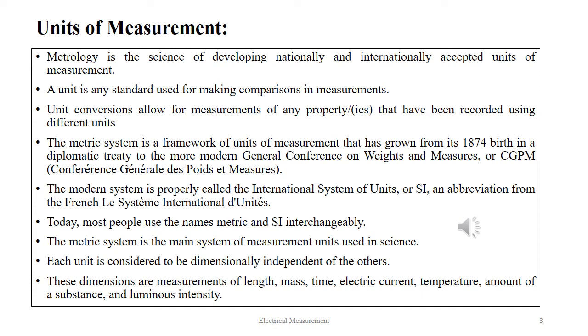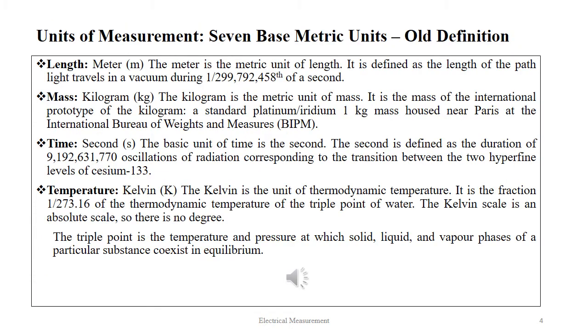The metric system is the main system of measurement units used in science. Each unit is considered to be dimensionally independent of the other. These dimensions of measurement are length, mass, time, electric current, temperature, amount of substance, and luminous intensity. There are basically seven fundamental units. We'll cover the old definitions of these seven fundamental units.